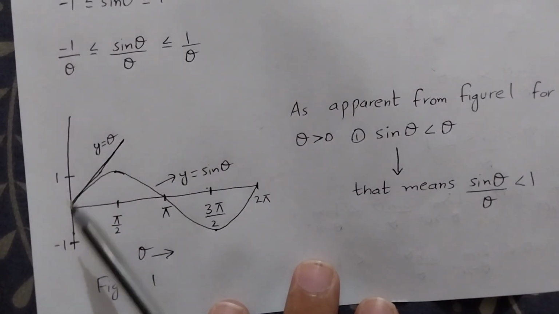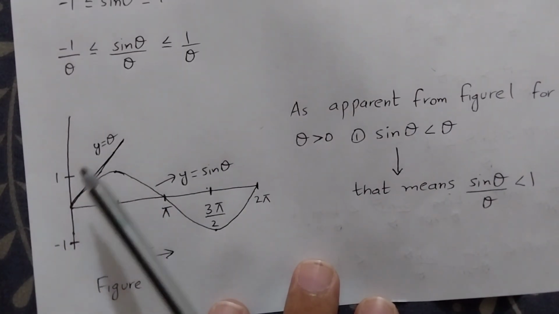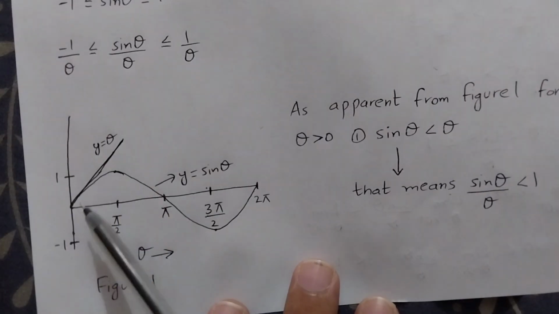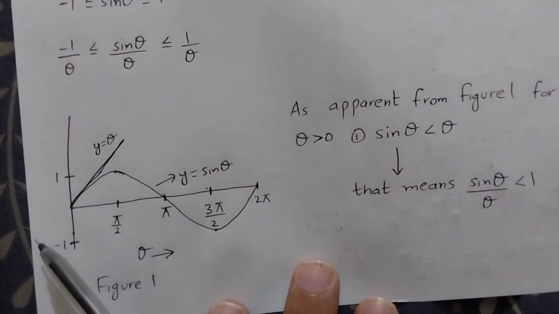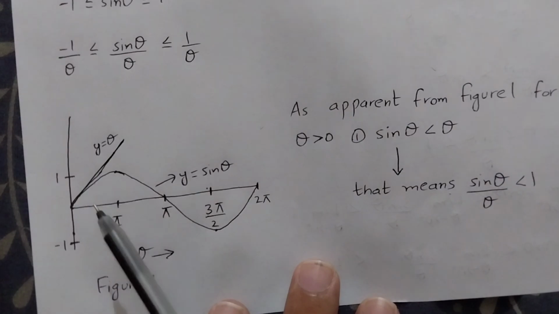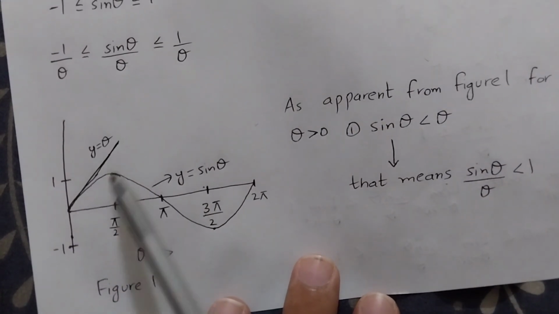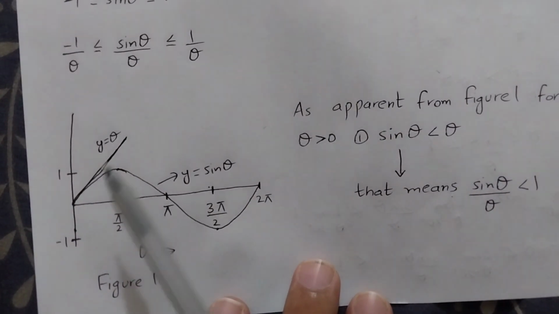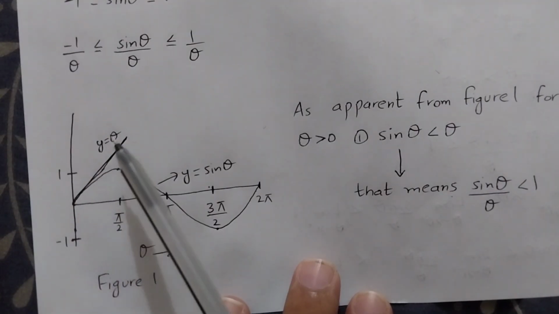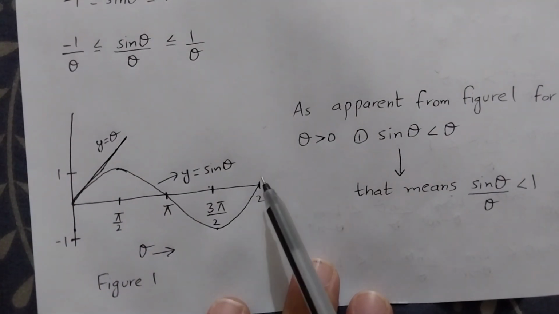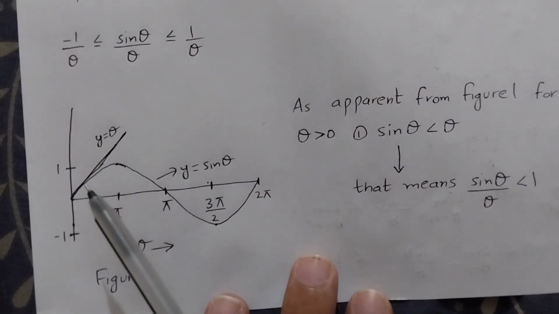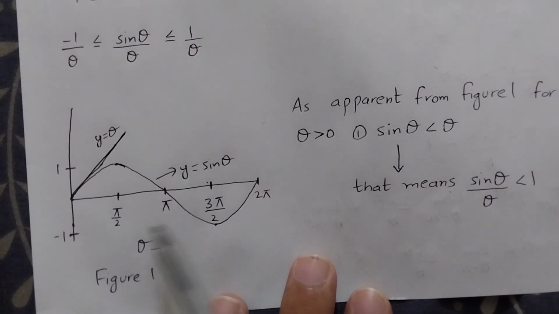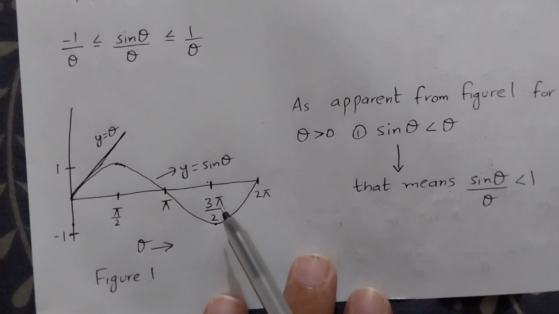line. Well, this doesn't look exactly like y is equal to theta, because y is equal to theta bisects the first and third quadrant. But it's a rough diagram. So this is a straight line, y is equal to theta, and this is y is equal to sine theta, and theta is the independent variable, and it is along this axis, and it has values in terms of pi. Theta is in radians here.